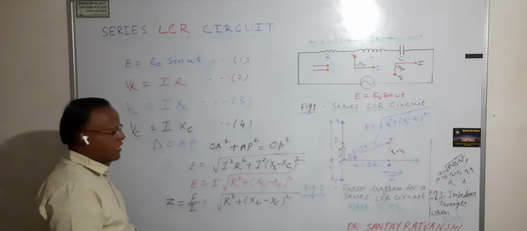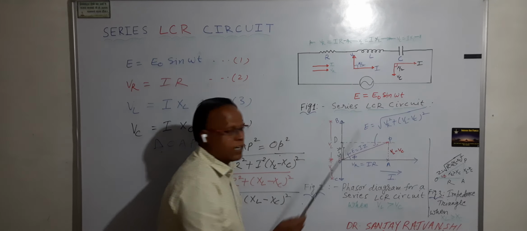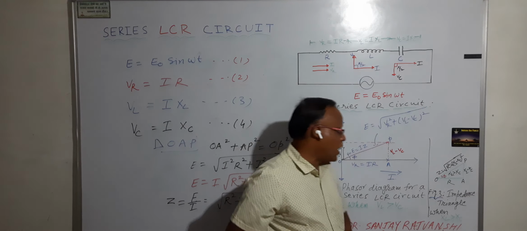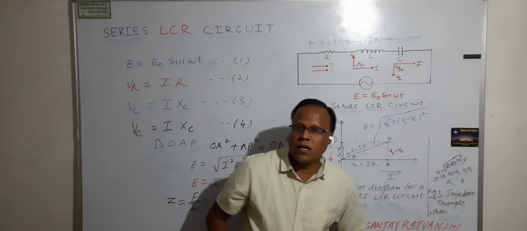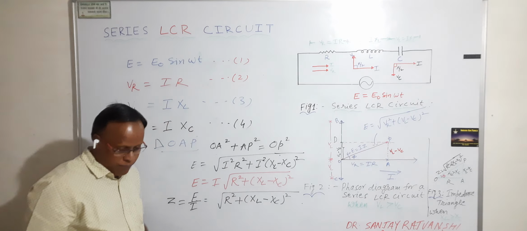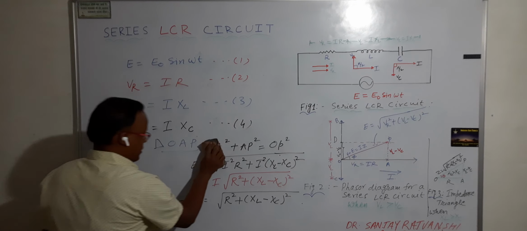The impedance of an LCR circuit is given by this, and this is your impedance triangle. Z is equal to under root R square plus (XL minus XC) whole square, which we get from this impedance triangle. Now we will discuss some special cases.